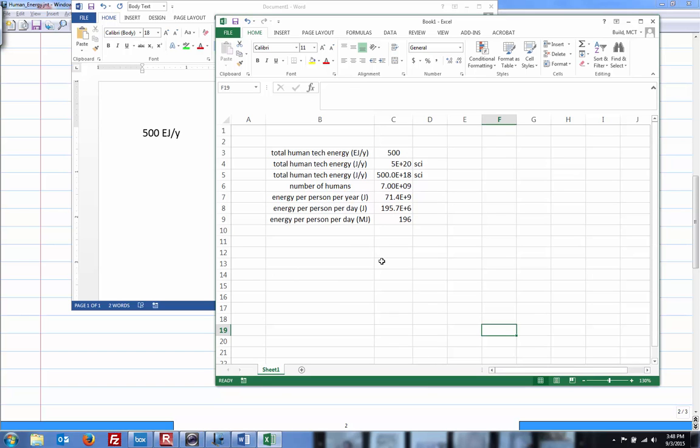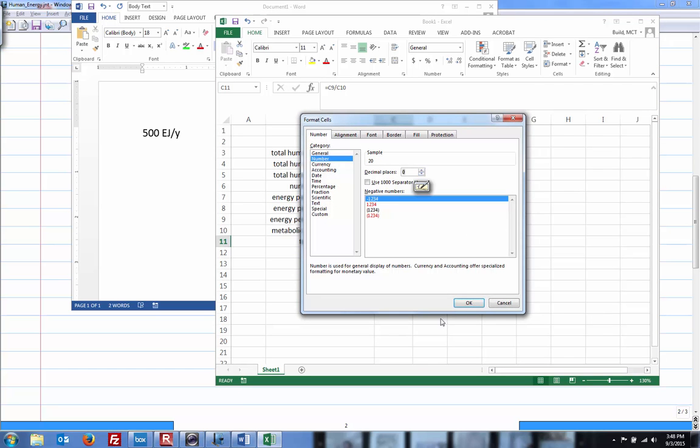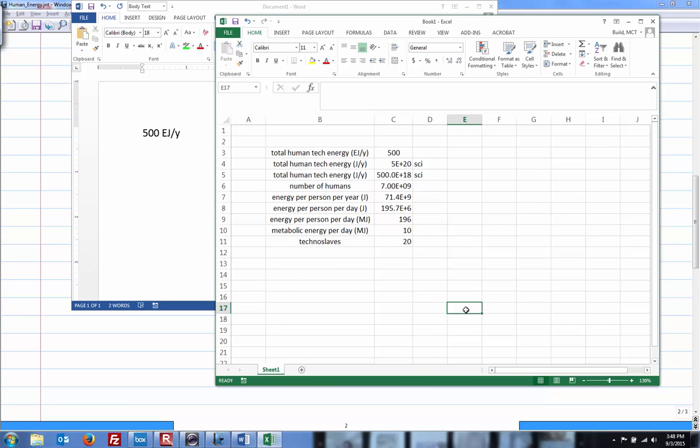How does that compare to, and this is technological, how does that compare to metabolic? Just figured that out, so put that number in here, megajoules, 10. So here's the term I like to call, I just like to call it techno slaves. We don't have slaves so much anymore. I mean, some people might argue that they're working for slave labor wages, but it's our technology doing the work for us. So there's our cars, our planes, our power plants, our computers. So it's just that number divided by that number. So the average person on the planet has 20 technological slaves working for him or her 24/7.